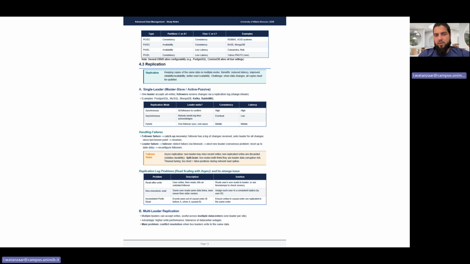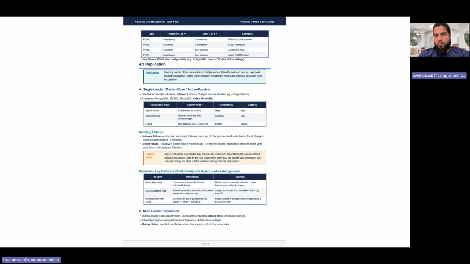In the single leader, which we also call master-slave or active-passive, one leader accepts all writes, and followers receive the changes via a replication log, also usually called a change stream. Examples of this are PostgreSQL, MongoDB, Kafka, and RabbitMQ. Kafka and RabbitMQ are message brokers.